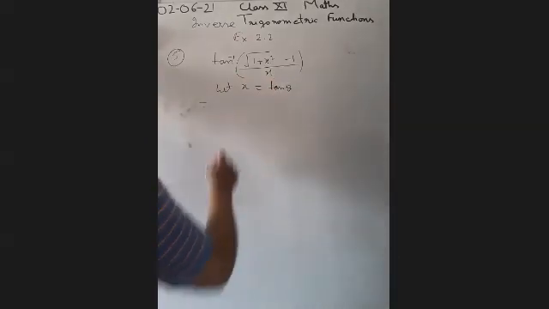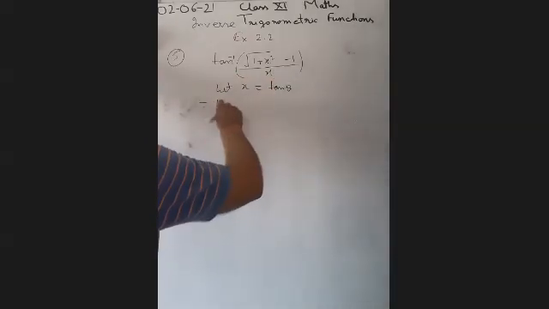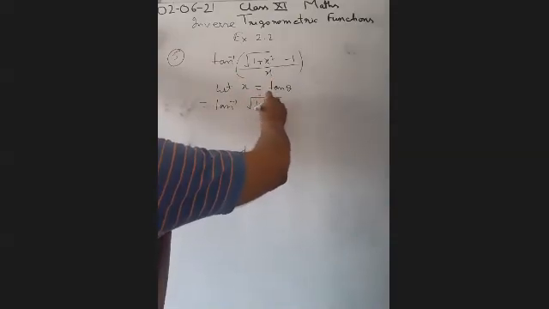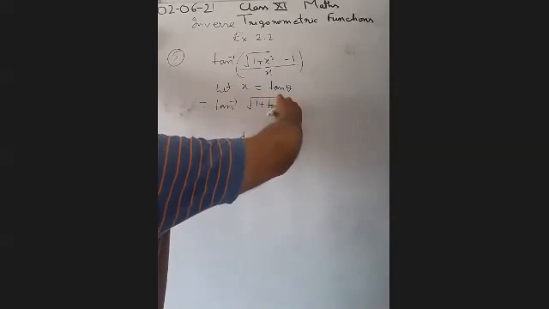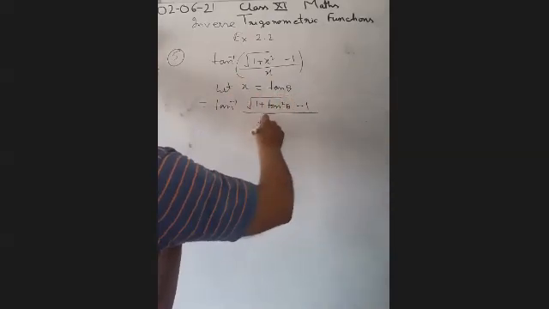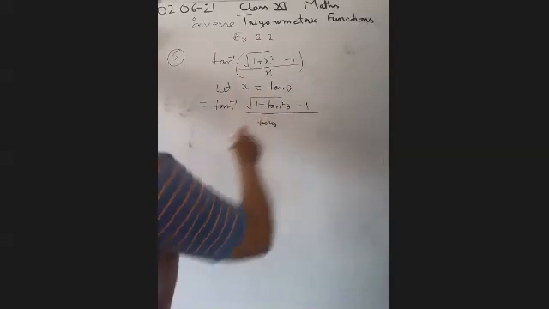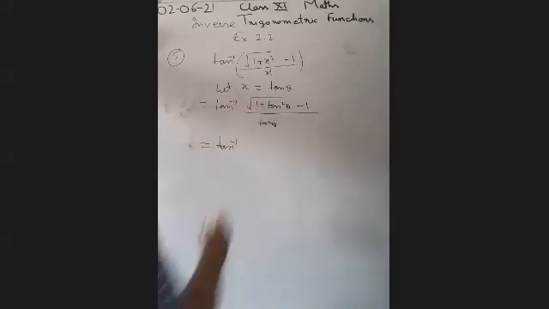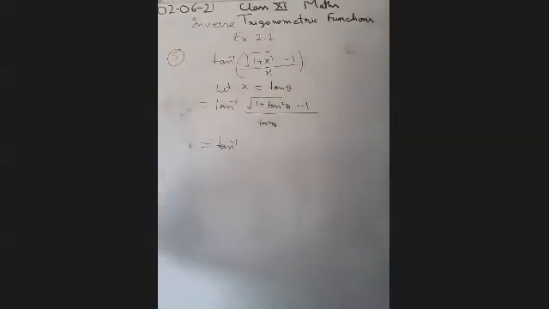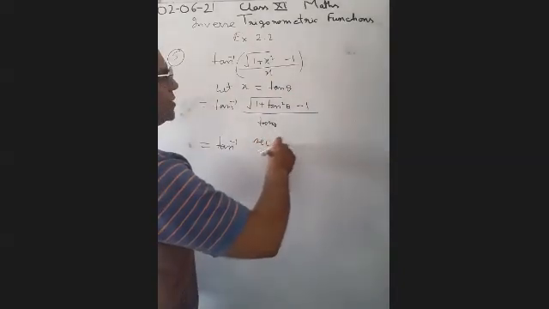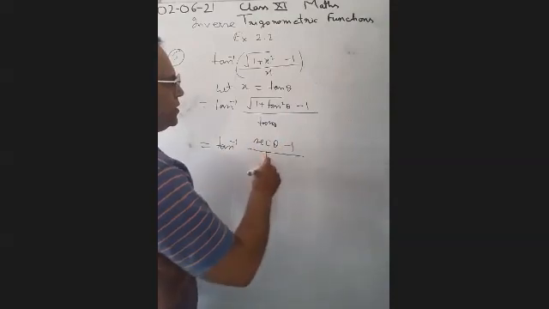It will be equal to tan inverse of root of 1 plus tan square theta, minus 1, divided by tan theta. Here 1 plus tan square theta is equal to sec square theta. So if we take the root of sec square theta, it will be equal to sec theta minus 1 divided by tan theta.